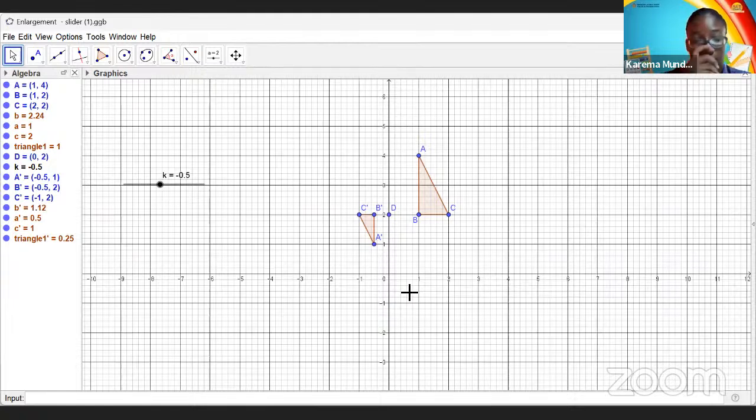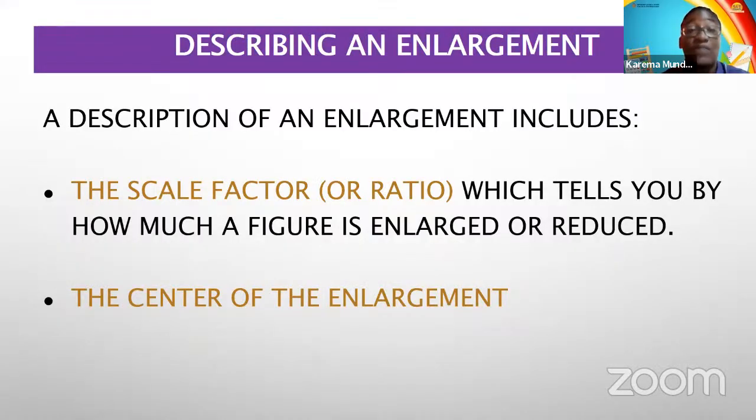Please go back to the PowerPoint, miss. So we're wrapping this up in 3 minutes. When we come back in the afternoon, we're going to look at a few other things on enlargement in terms of what to do if you are given the enlargement and you're asked to find certain things. Also, how do you actually go about performing an enlargement? So we'll take that up in the afternoon session.